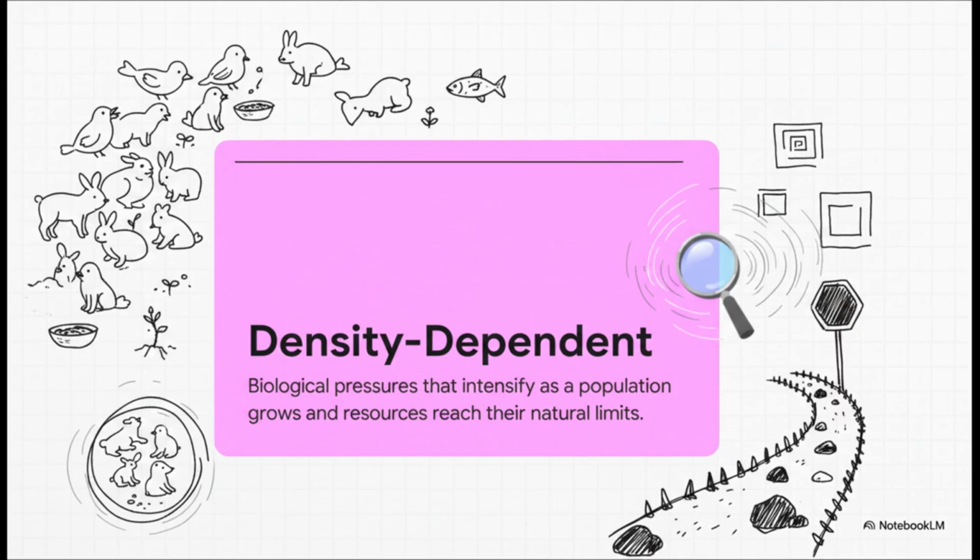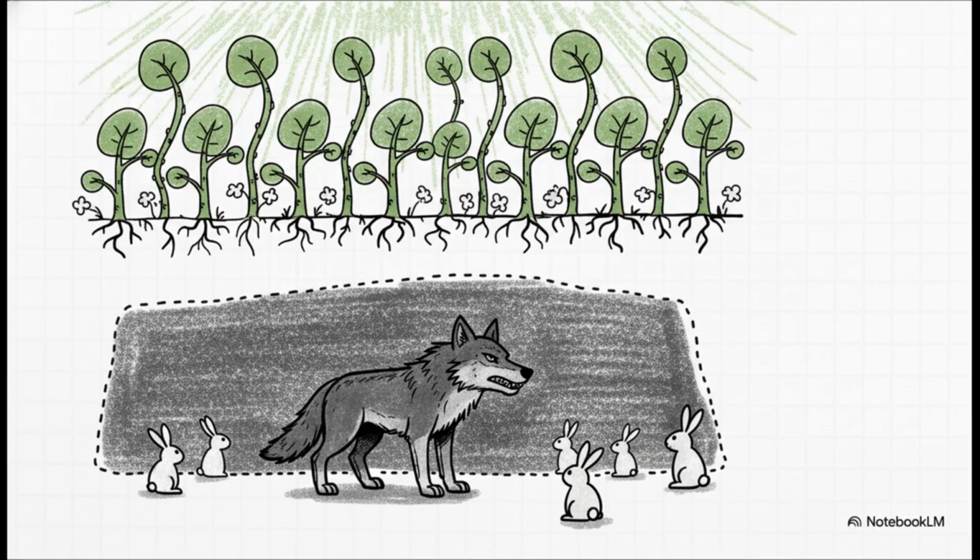Basically, these are biological pressures that intensify as a population grows and resources hit their natural limits. Make sense? As space and food run out, the struggle for survival becomes far, far more restrictive. The map gets crowded, and the rules of the game get a whole lot tougher. These intense pressures create what ecologists refer to as invisible fences.